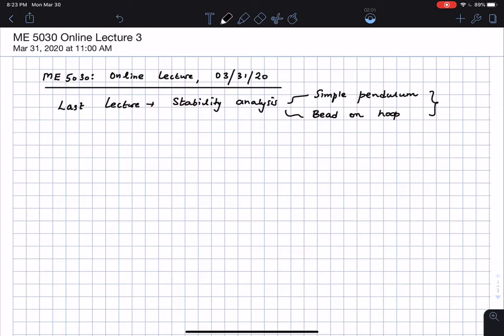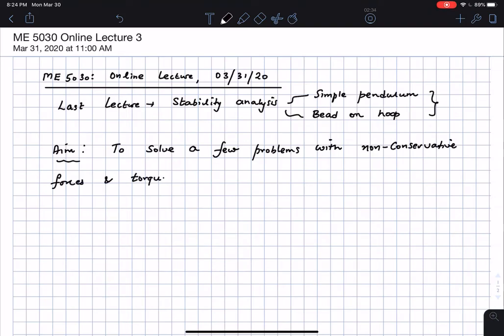So for today's lecture, the aim is to solve a few problems with non-conservative forces and torques acting on the bodies that we are looking at.